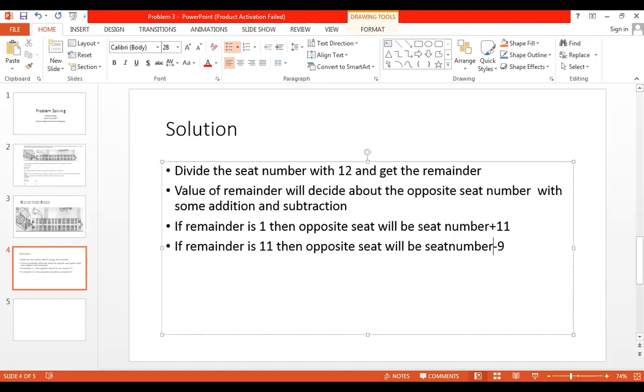Now we will be writing the solution in the C language. Okay.